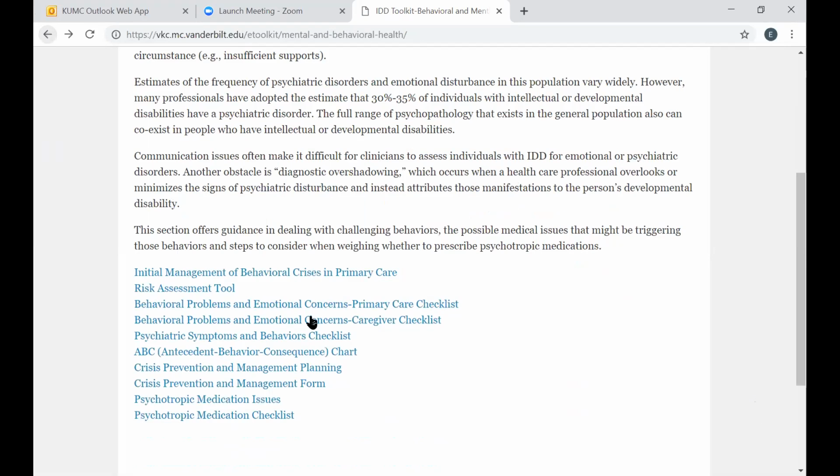The other thing, I saw something that was almost like an asthma action plan, which I thought was great for primary care providers. Which one is it? It's the crisis management form, I think.